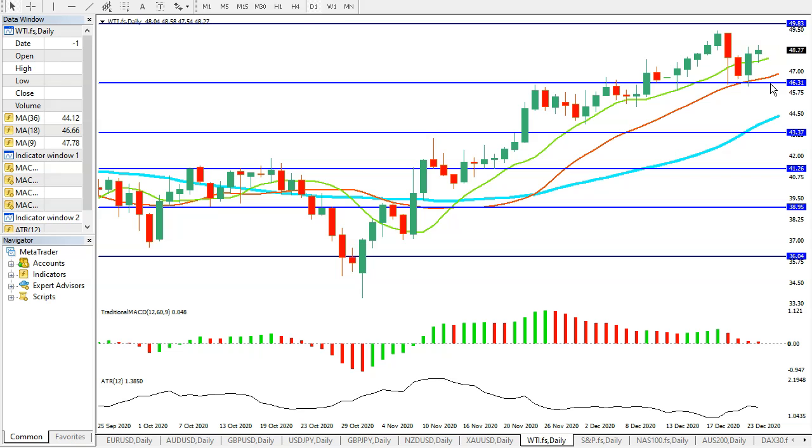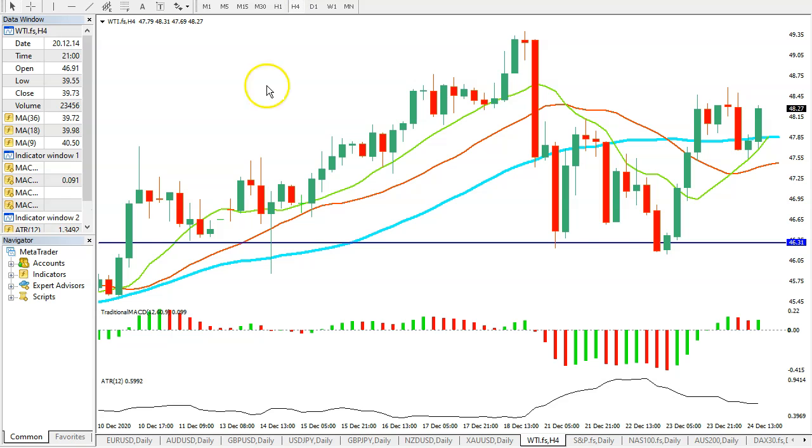And this we can also check on lower time frames. So if we go to a 4-hour time frame, we can also be looking here for potential long entries around this level.